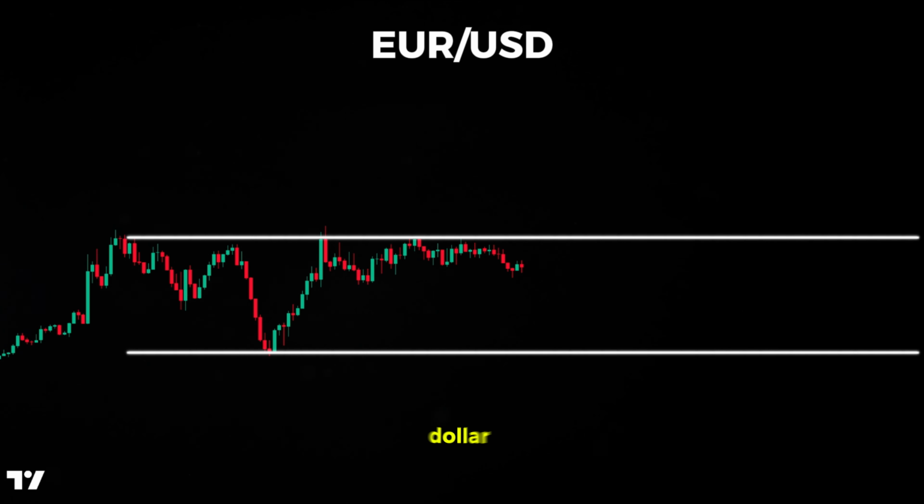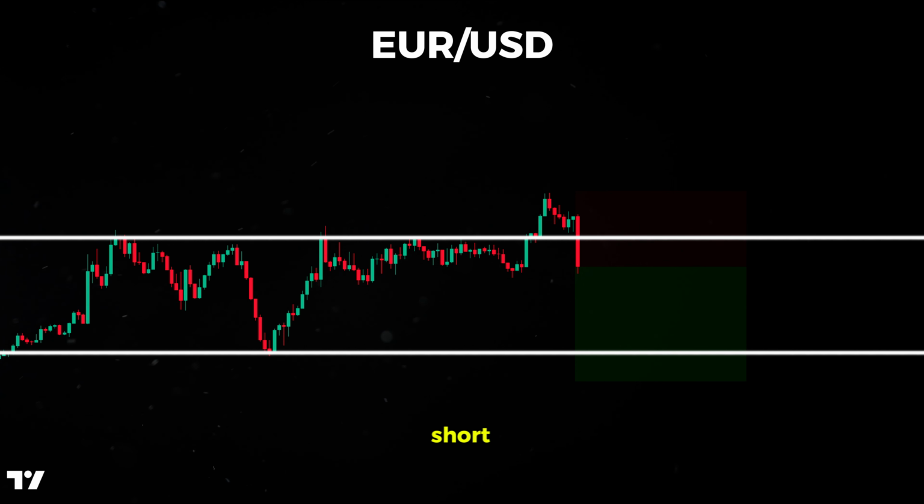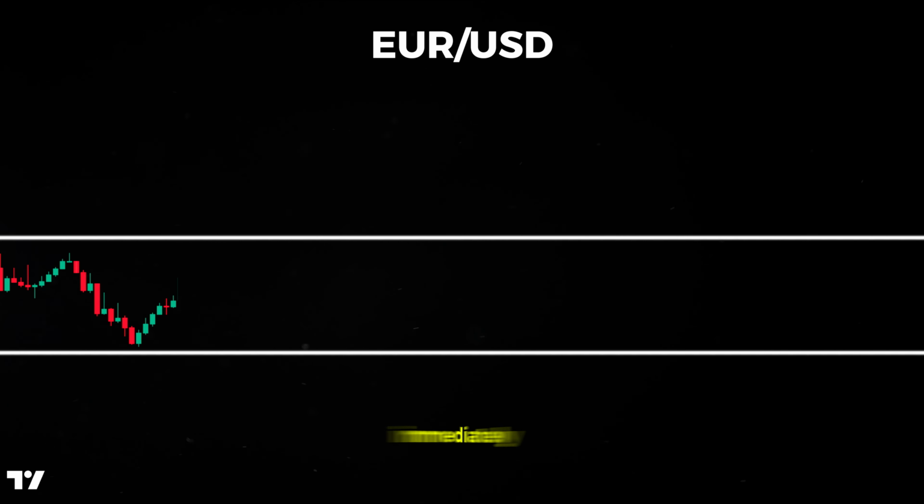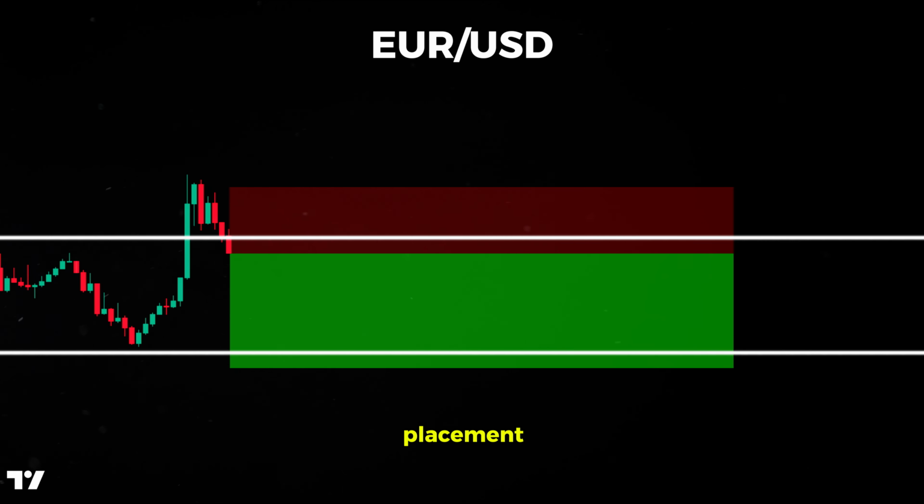Here on Euro Dollar, price closes above the range high and closes back inside. Short. Stop at the highs, 2R target. This one hits the stop, 1R loss. But then, almost immediately after, price re-enters again. Another short setup. Same stop placement, same target. This time it works. 2R profit.